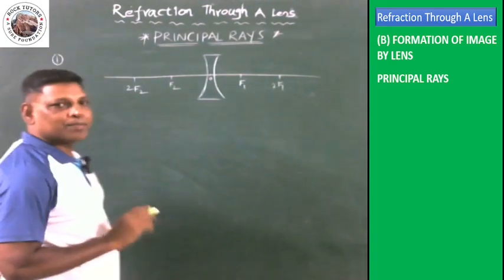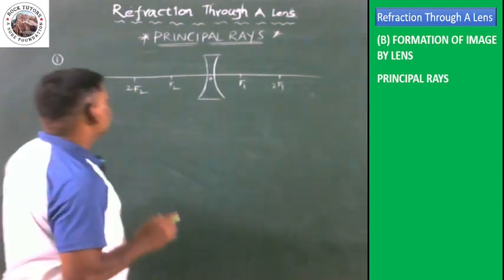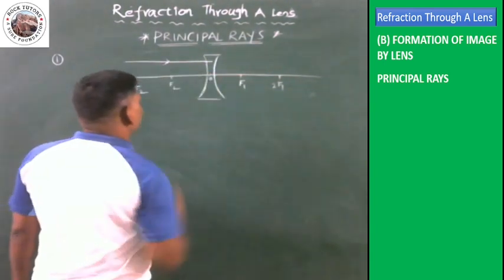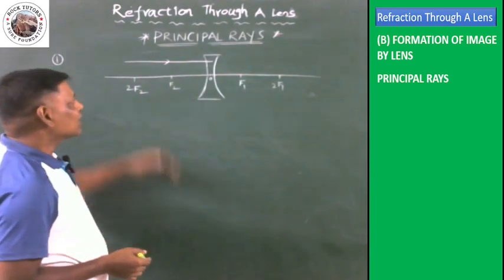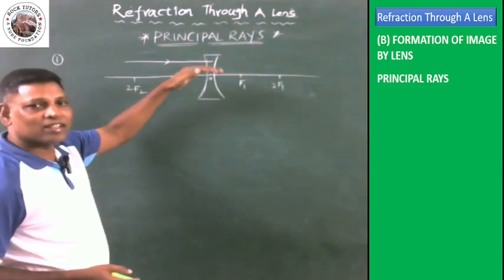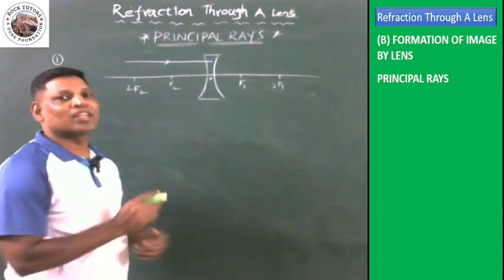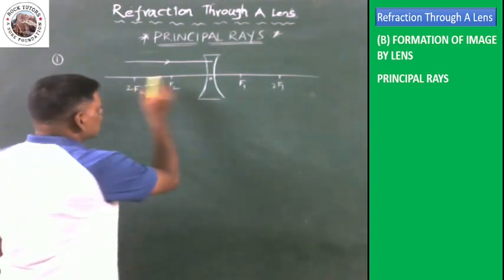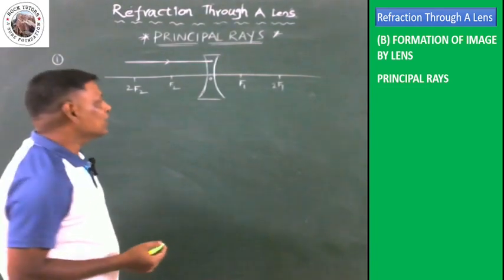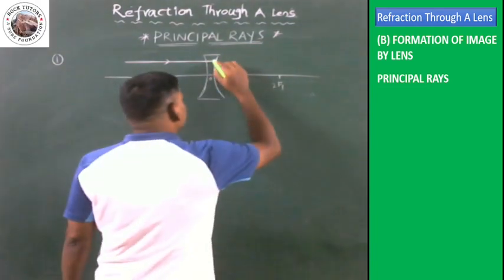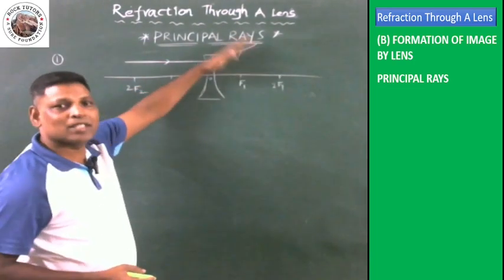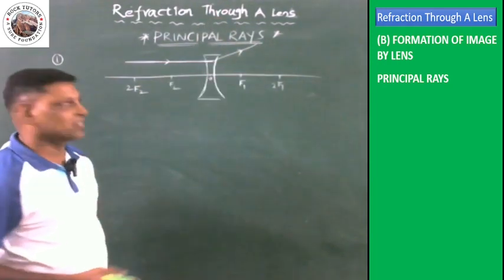First principal ray: a ray parallel to principal axis. You know that? This is a concave lens, also called a diverging lens. The ray is incident on the surface. After refraction, it will move towards the base of the prism, away from the principal axis.